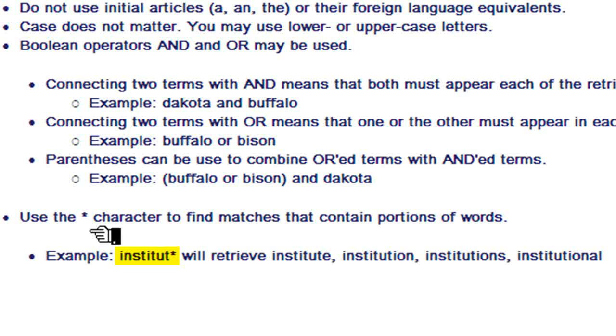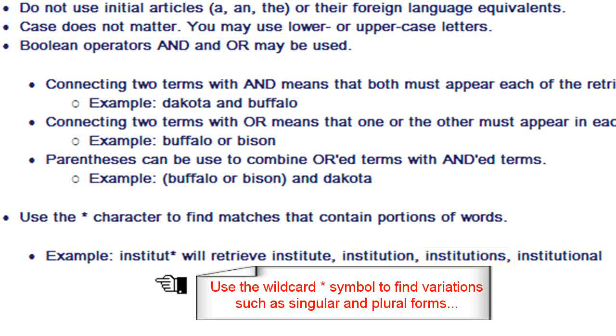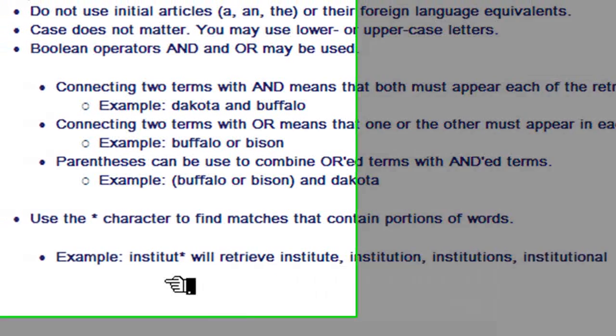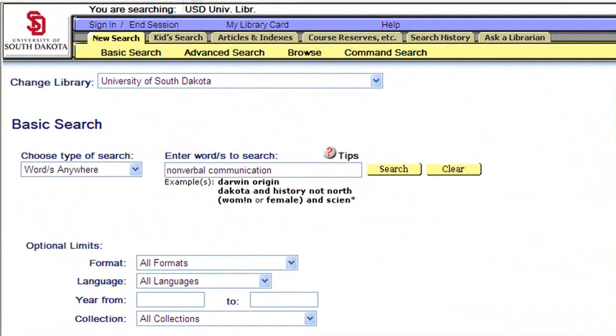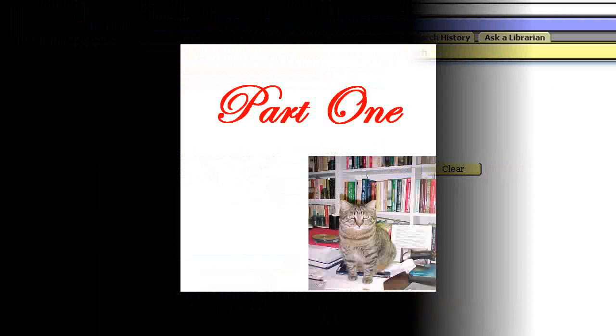For example, if you search for institute with the wildcard key, that will retrieve institute, institution, institutions, institutional. The wildcard character is useful when you need to search for variations on a word, such as singular or plural forms. This completes part 1 of the catalog lesson. Part 2 will cover using the advanced search functions of the library catalog.